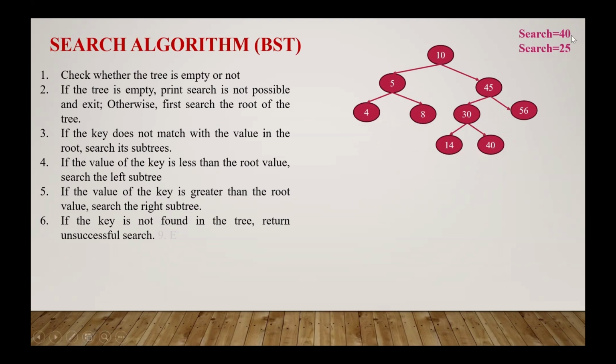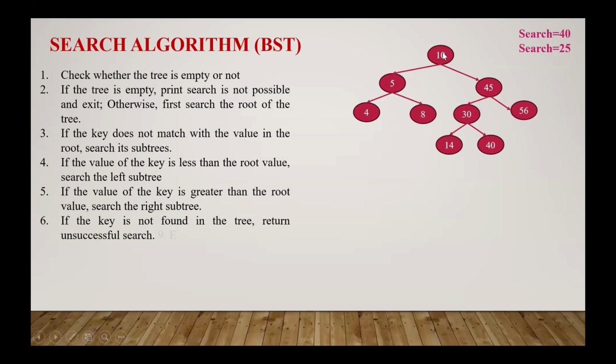So if we go for searching 40, then what happens? We have to traverse from the root. 40 is greater than the root, so we have to traverse this one. 40 is less than 45, so we go to the left subtree. Then 40 is greater than 30, so the right subtree. Whenever we move to the right, we found that 40 is present. So the output will be present. Yes.